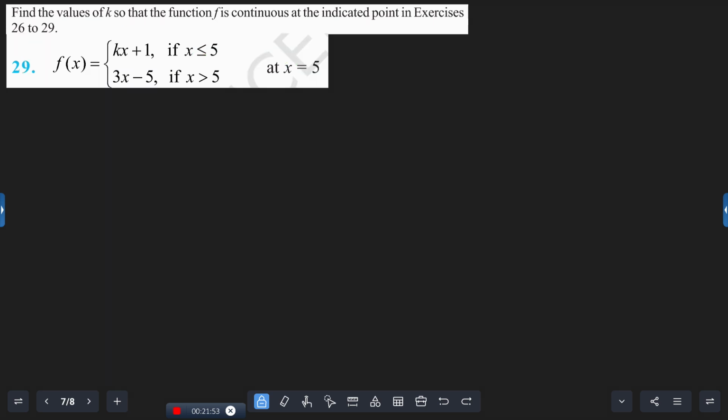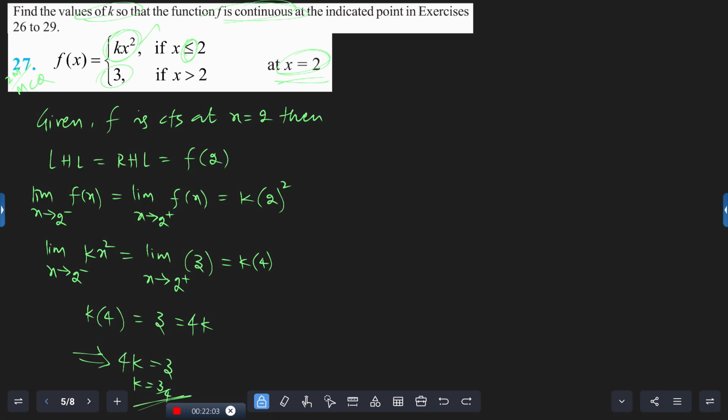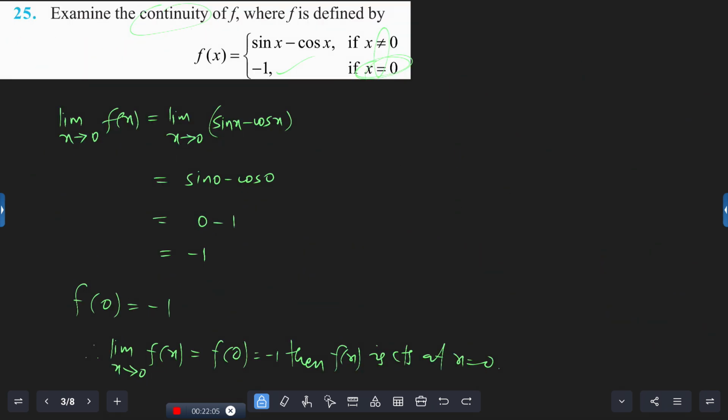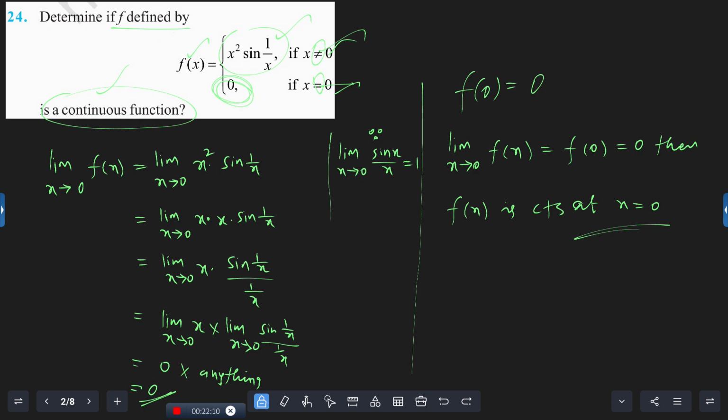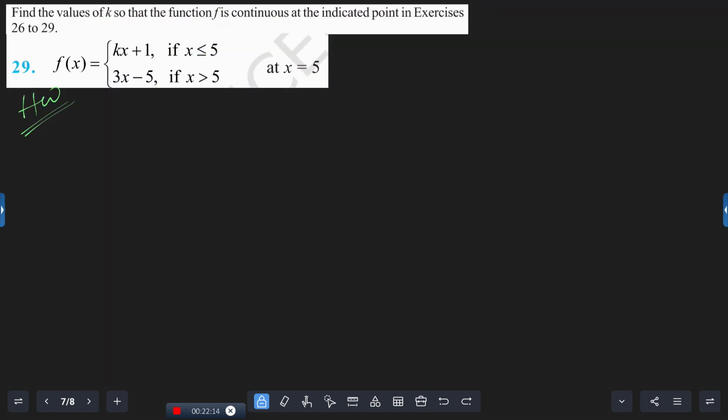Okay, now one more question. Again it is the same model. Children, take this as homework. Question 29 is the same model we have done. See, 28, 27, even 26, 25, and 24, whatever I have done, it is the same model. So you take 29 as homework.